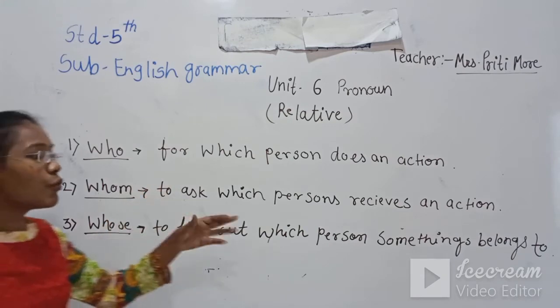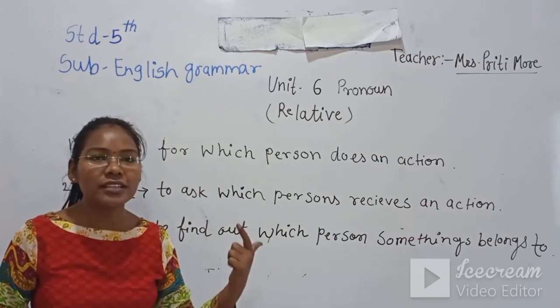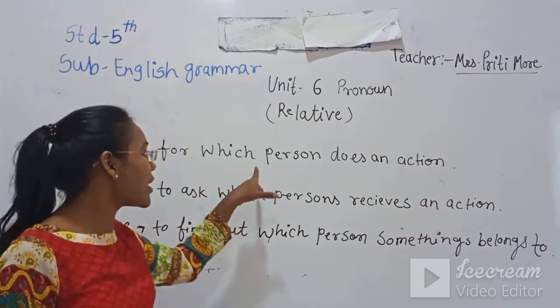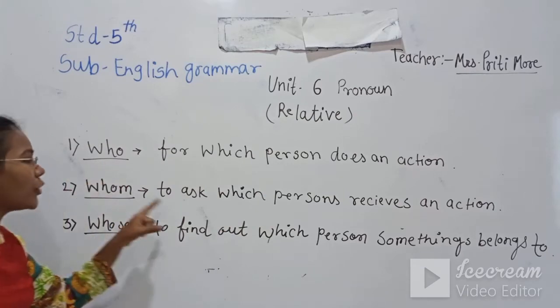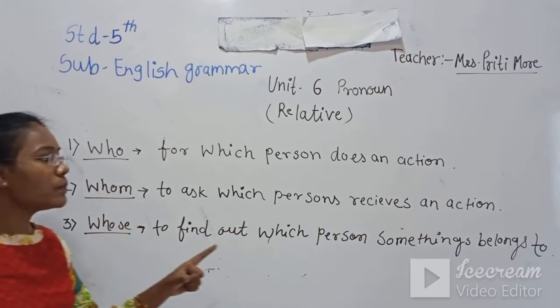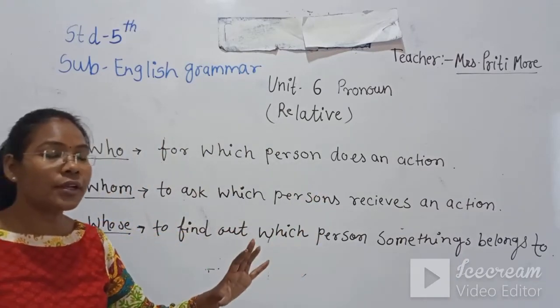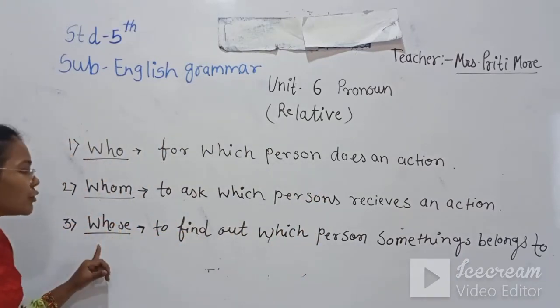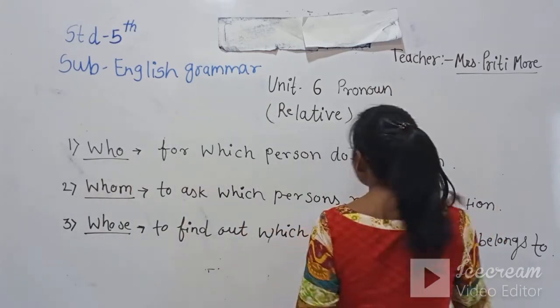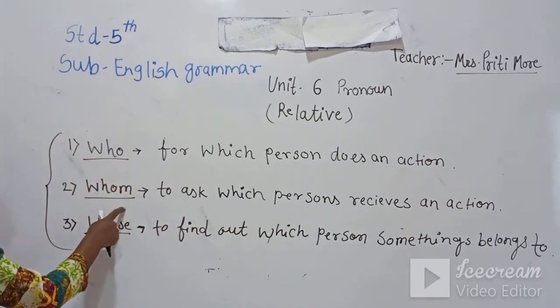Right? And whom, which person is receiving the action. And who, that means which person is doing the action, for that we use who. And whom is receiving the action in the sentence, for that we use whom. And to show which person something belongs to, to show the authority and to point out the right, that time we use whose. That means all these three we use for the human being. If the human being is there, that time we use who, whom, whose.